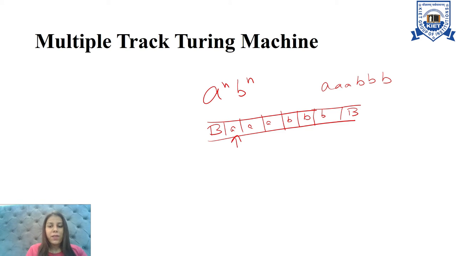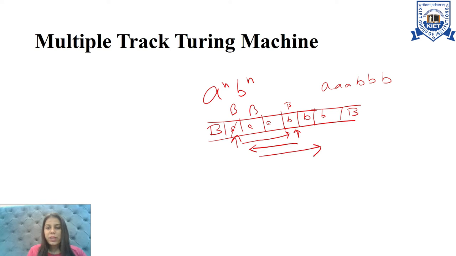This a will be converted to blank. Now the head will move to the first b. Now this b is converted to blank. Now the head will again move to this a. This a is now converted to blank. Now again a movement in this direction. This b is converted to blank.